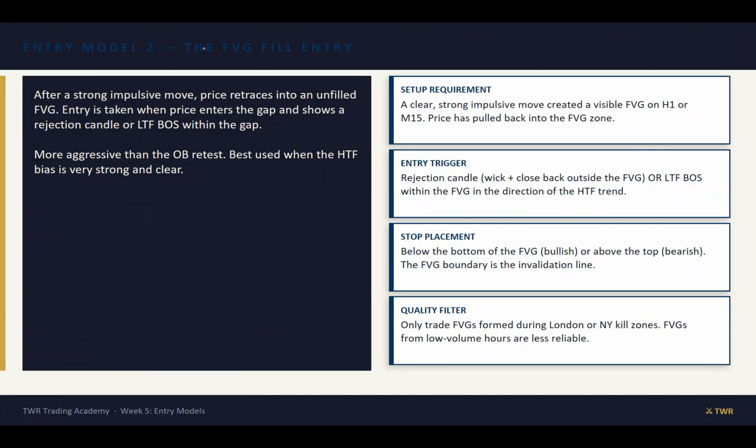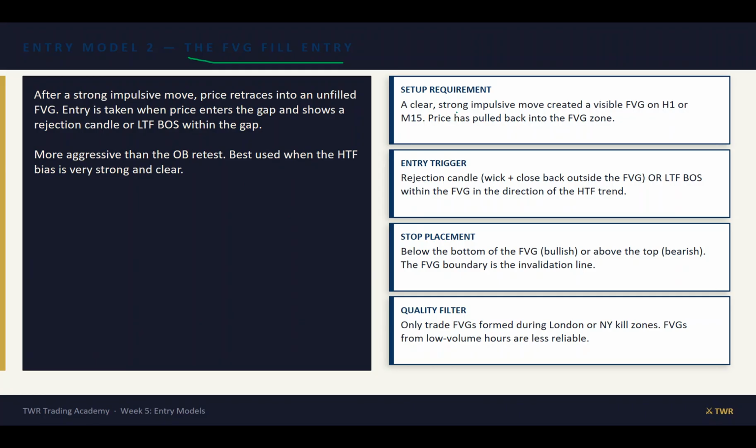Entry model 2 is where you wait for a fair value gap fill. After an impulsive move, price retraces into an unmitigated fair value gap. Entry is taken when price enters the gap and shows a rejection candle or a lower time frame break of structure within the gap. It is more aggressive than an order block retest, best used when high time frame buyers are very strong and clear. So let me explain how this one goes.